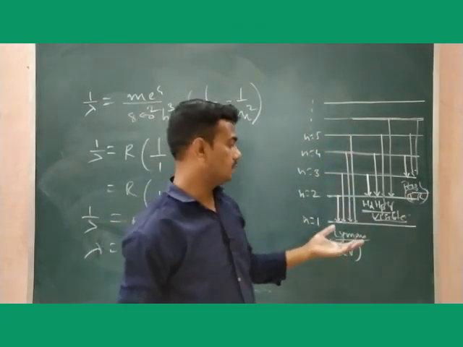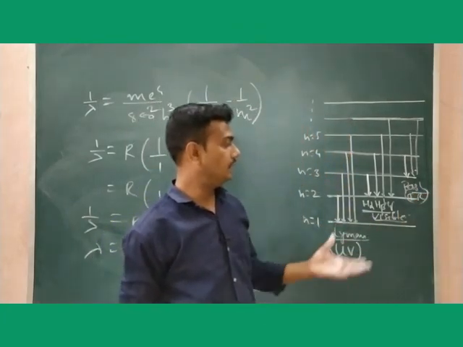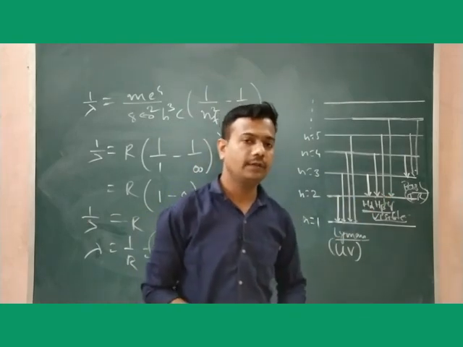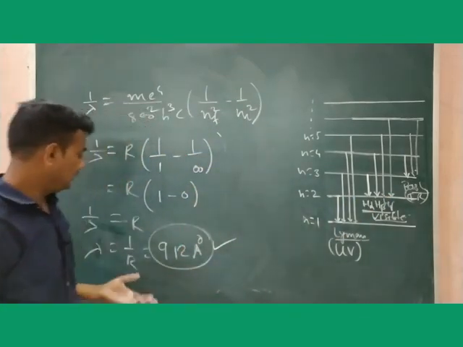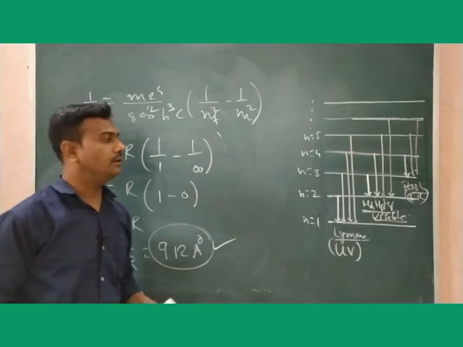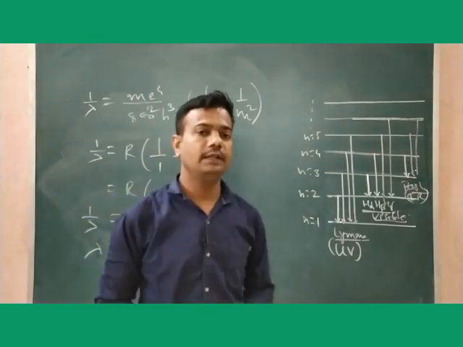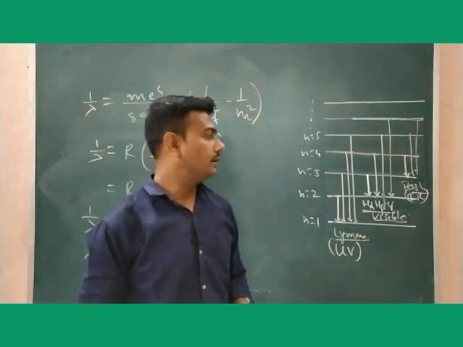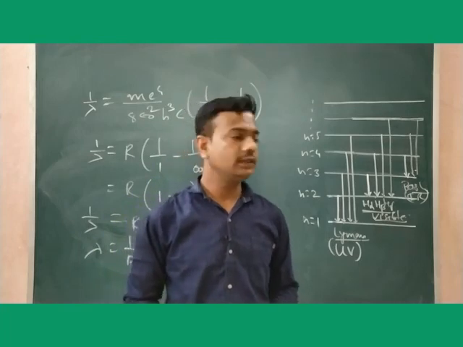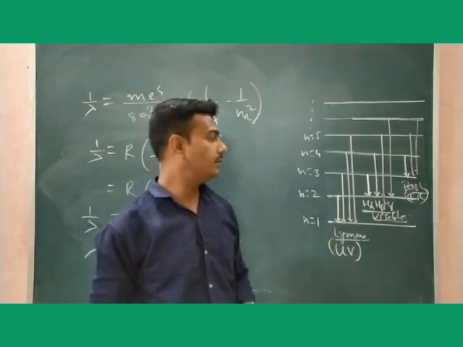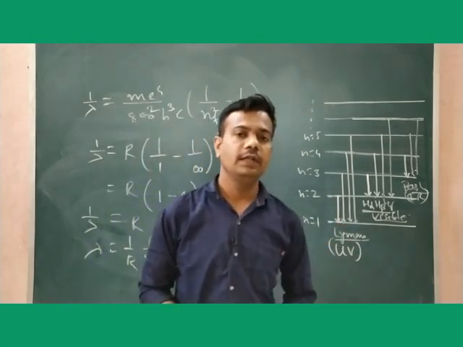A question may be asked to find the shortest and longest wavelength of any series. You can calculate it with the help of this equation. So this is about the different series and different wavelengths emitted by the hydrogen atom. This is actually the ordered arrangement of wavelengths, which is called the spectrum of the hydrogen atom.